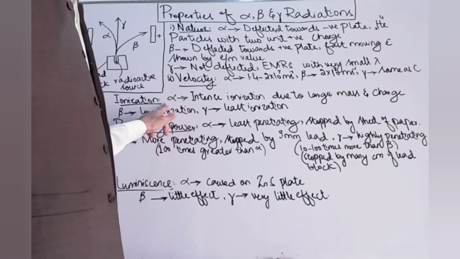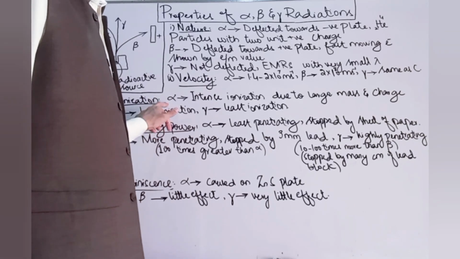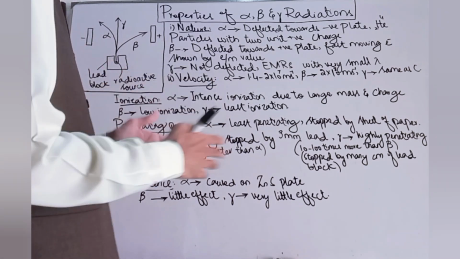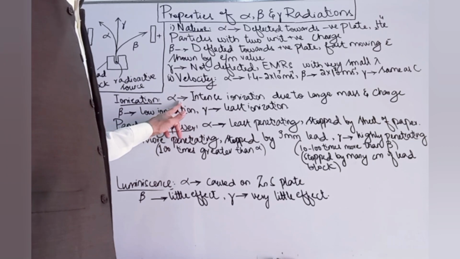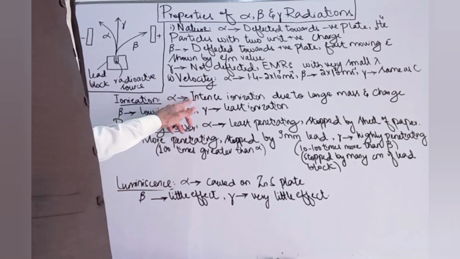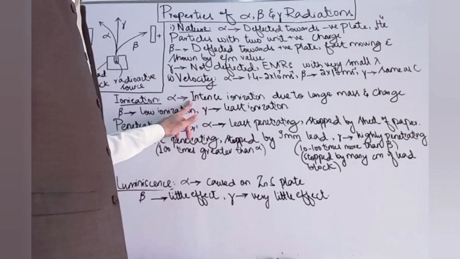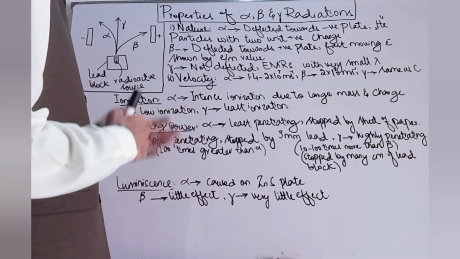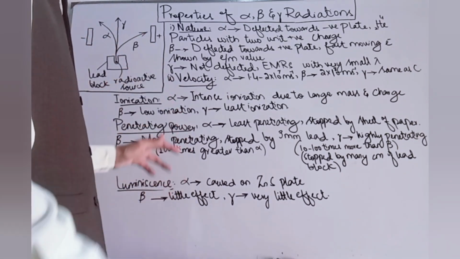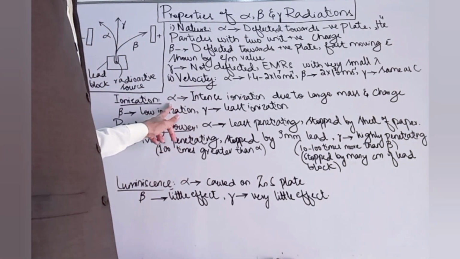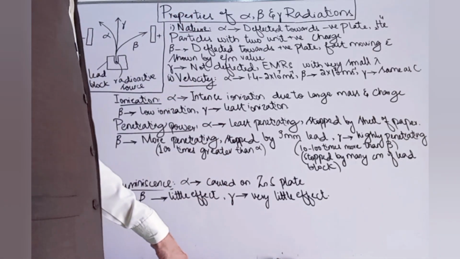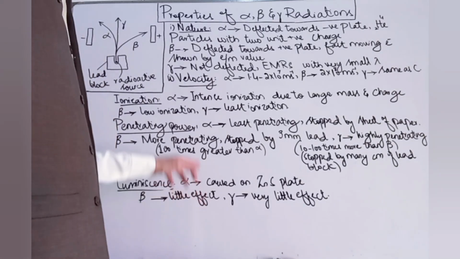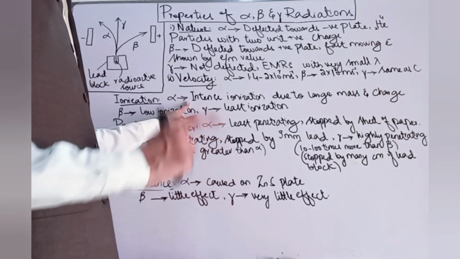The next very important property of the radiation is the ionization power. So what is ionization power? It's basically the tendency of a radiation to remove electrons from the atoms or molecules with which they interact. Intense ionization is caused by the alpha radiation. Why? Because alpha radiations have the largest mass and charge among all three types. As I mentioned earlier, these are helium nuclei having 4 AMU mass, and their charge is +2.